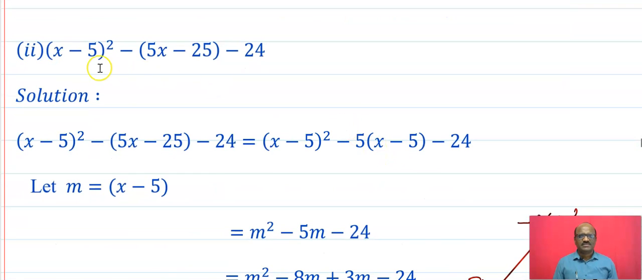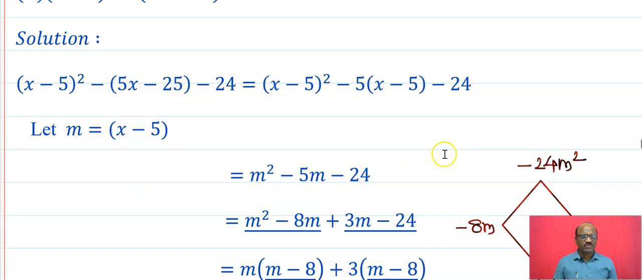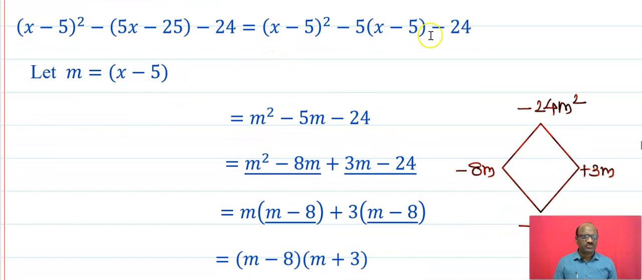Now the next one: x minus 5 bracket square minus 5 in bracket 5x minus 25 minus 24. What is common here? In this type of problem, by observation we can see this: we can take 5 as common from this. If we take 5 as common, then we get x minus 5 bracket square as it is, and in bracket x minus 5 minus 24. Now see here, x minus 5 is common.